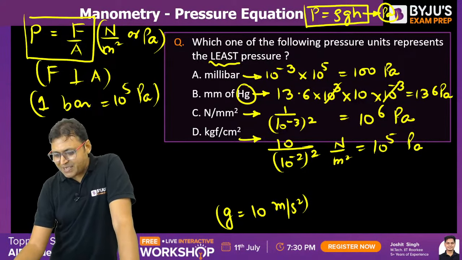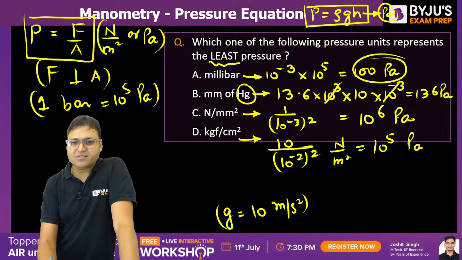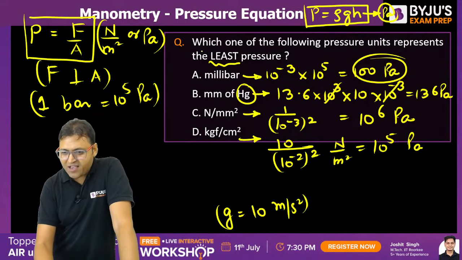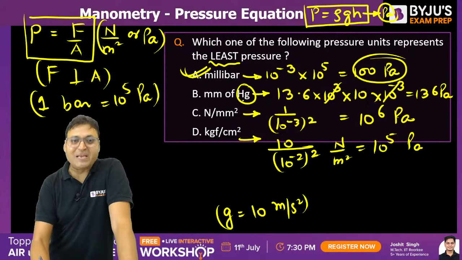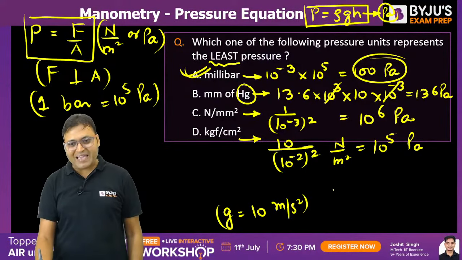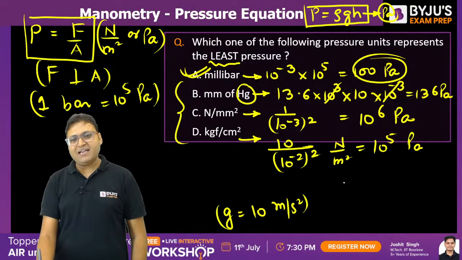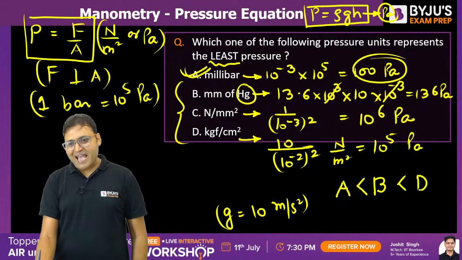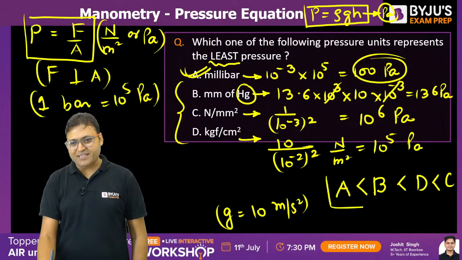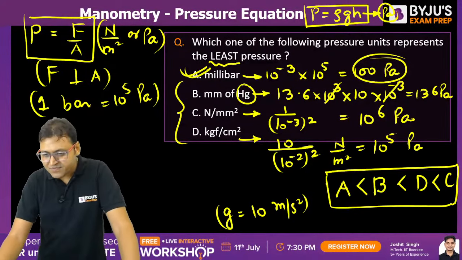So which one of them represents the least pressure? Isn't it option A? Millibar is the least pressure out of these. So if we write in increasing order of pressure, A is minimum, then B, then D, and finally C. This will be the correct order of pressure intensity.